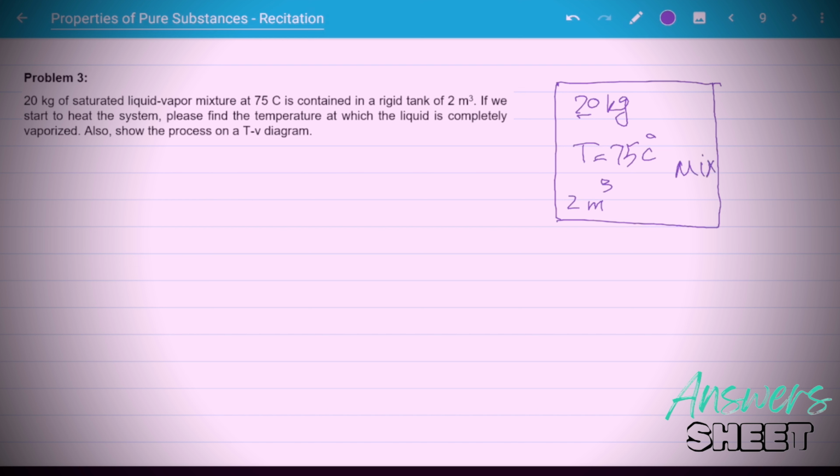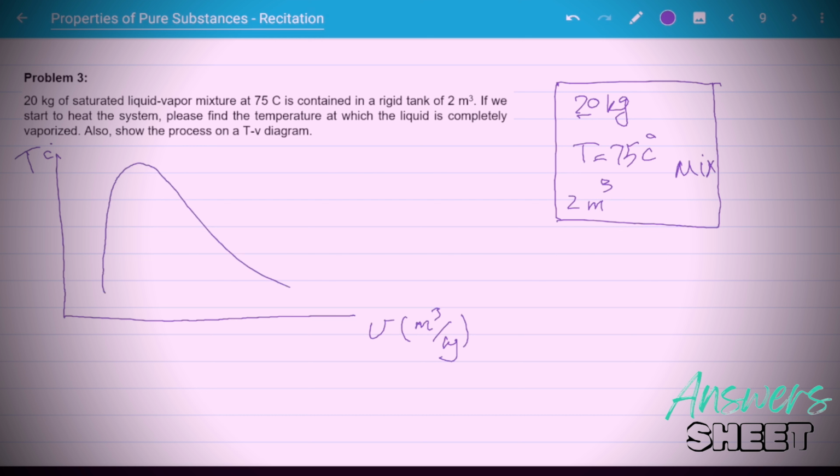So the problem asks to show the process on a TV diagram. So let's start with that. I'm going to draw a TV diagram like here. This is T in degrees Celsius, and this is V in meters cubed per kilogram. And this is our dome. So initially, we know that our temperature is 75 degrees Celsius. Now, we know where on the y-axis or T-axis we are. We need to find where on the x-axis or specific volume axis we are.